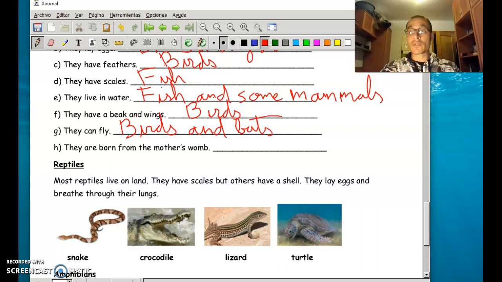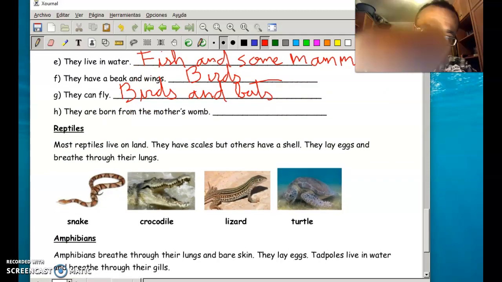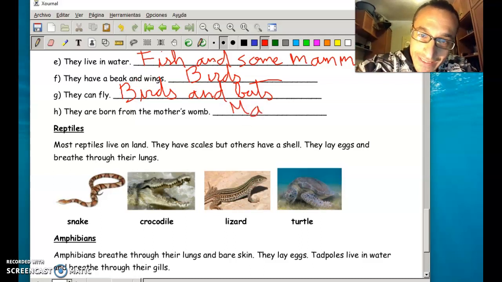What animals are born from the mother's womb? Not fish, they're born from eggs. Not birds. Birds are born from eggs as well. So mammals, me and you, were born from the mother's womb. And mammals, okay.